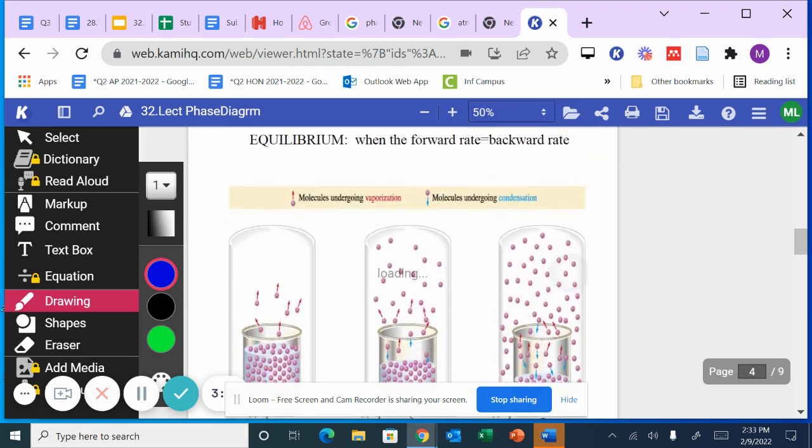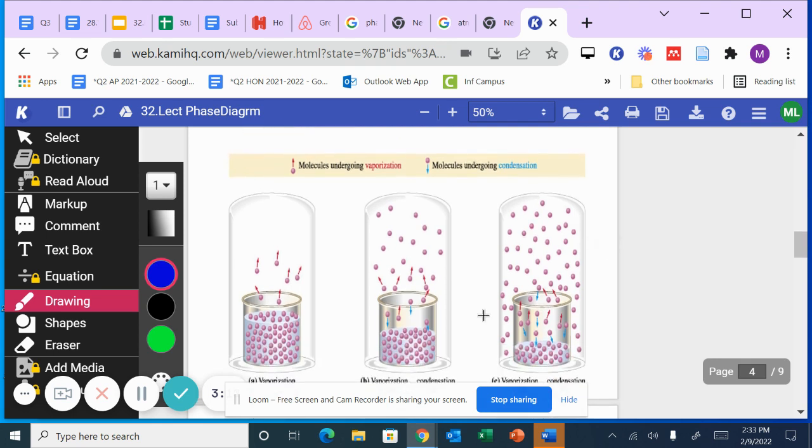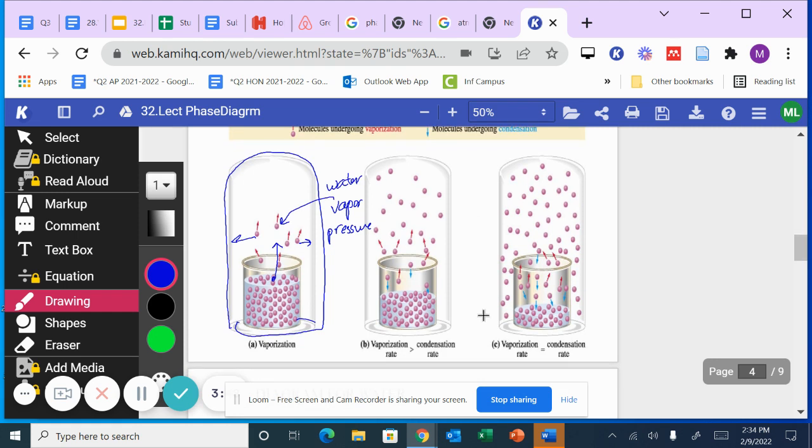Okay, I've been using the word equilibrium, and to attain equilibrium, this is what you have to do. So you have to get water in a container, and you have to seal that water. At a certain temperature, some of the water molecules will escape as vapor. So these are water vapor. These vapor molecules are exerting pressure on the sides of the container, called water vapor pressure. Over time, you'll have more and more water vapor, liquid going to the gas phase.